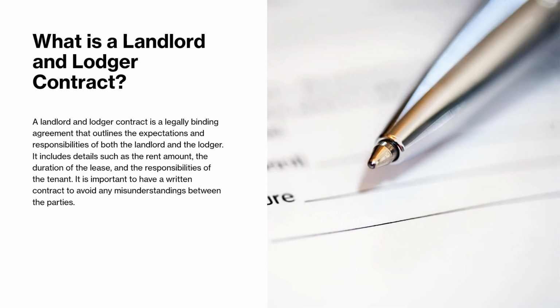What is a landlord and lodger contract? The landlord and lodger contract is a legally binding agreement that outlines the expectations and responsibilities of both the landlord and the lodger. It includes details such as the rent amount, the duration of the lease, and the responsibilities of the tenant. It is important to have a written contract to avoid any misunderstandings between the parties.